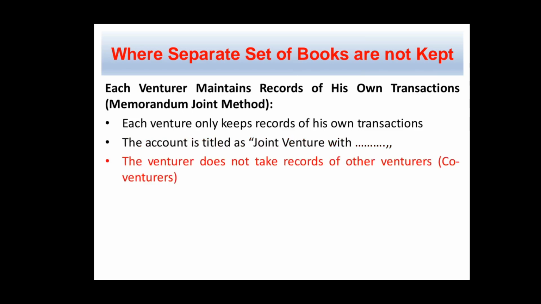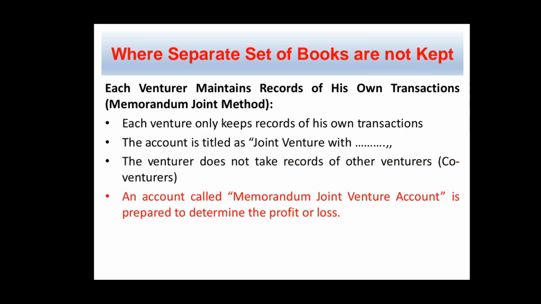And the venturer does not keep a record of the other venturers. Just like I said, it records only his own account. And an account called the memorandum joint ventures account is prepared to determine the profit or loss. Now the question is, how do the venturers prepare this account? Like I explained earlier, each of the venturers will prepare their own account. After preparing the account, they will share a copy of that account with the other venturers. When other venturers get a copy of that account, they will use it along with their own account to prepare an account called the memorandum account.